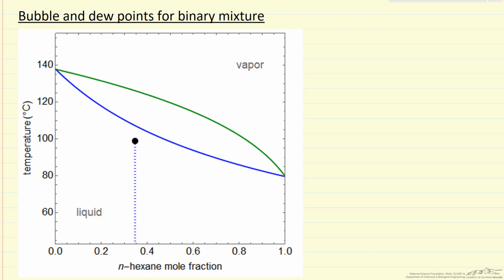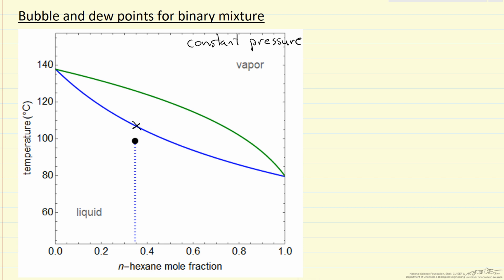Here I'm showing a plot of temperature versus mole fraction for an ideal binary solution. We have a liquid and we raise the temperature. It's important that this plot is at constant pressure. Now as we raise the temperature, we'll hit this blue line.